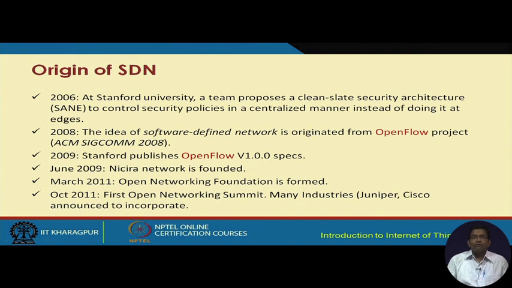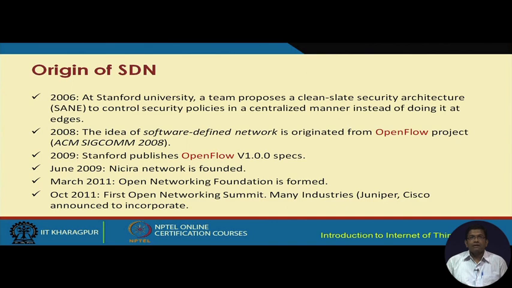Before we look any further into SDN, let us look at the brief history about the genesis of SDN. In the year 2006, a Stanford University team proposed a clean slate security architecture, termed SANE, to control the security policies in a centralized manner instead of doing it at each of these edges, that means each of these switches. In 2008, the idea of software defined networking originated with the OpenFlow project, which was published in the very popular ACM SIGCOMM paper in 2008.